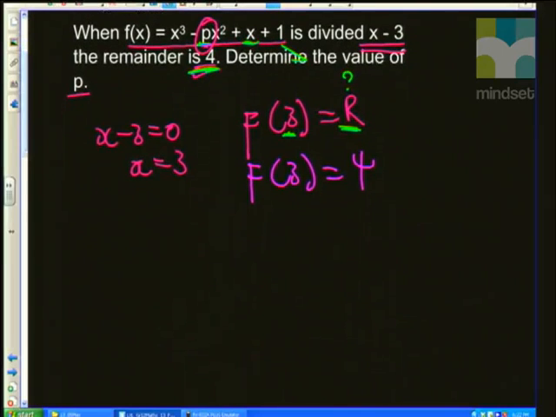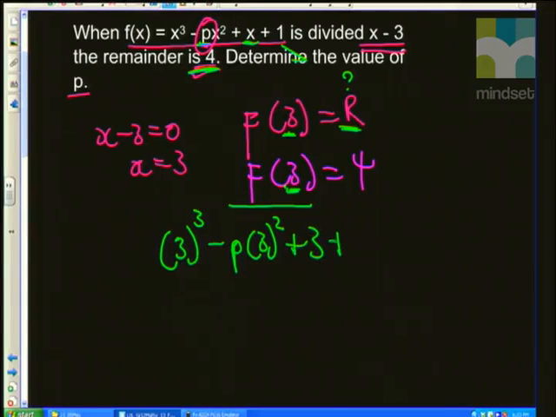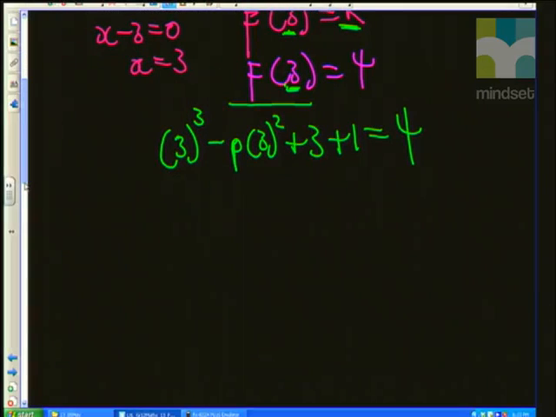So let's see this part. Where I see x, I substitute 3, so it is 3 to the power 3 minus p times 3 squared plus 3 plus 1. This leaves a remainder of 4. I'm happy now. I can see I have one variable. Then this is an equation. I can manage to solve this.